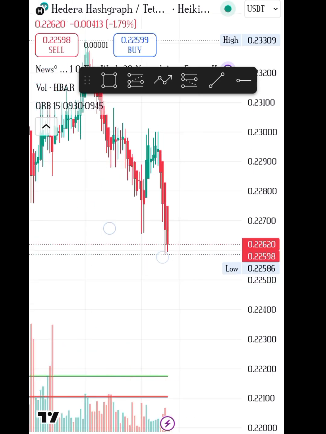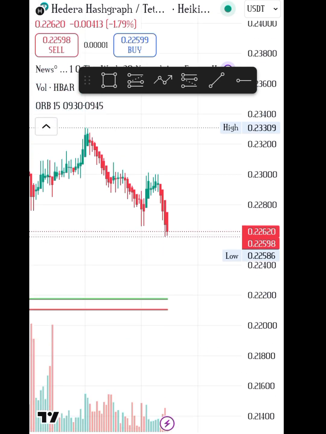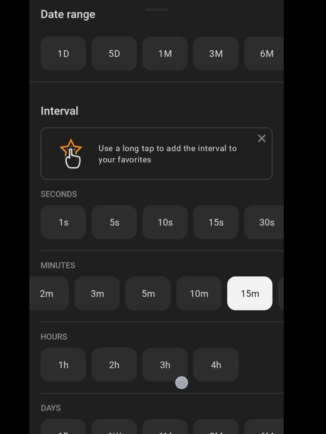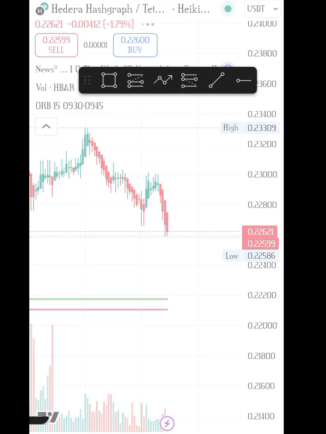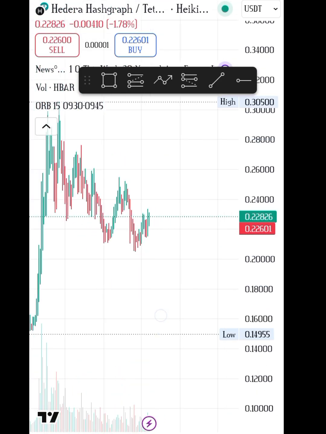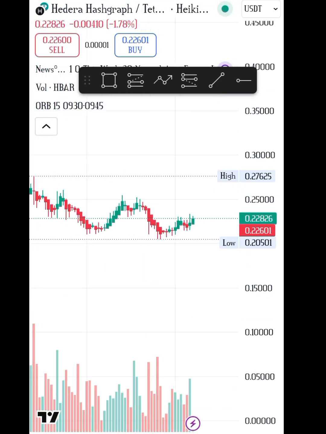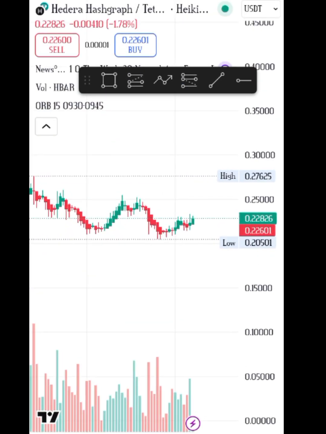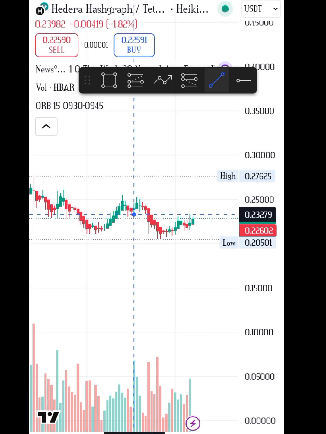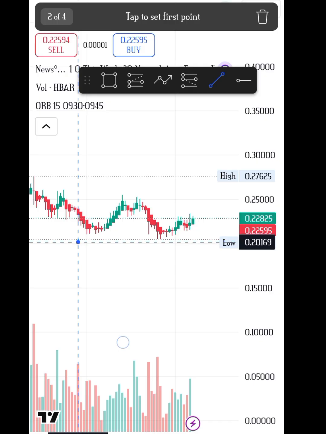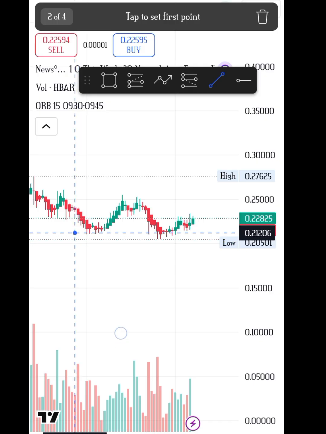So we change this to the daily time frame, right? Because that's what we are using to analyze. According to ChatGPT, it said immediate support is 0.215. So let's find the immediate support. The immediate support is 0.215.